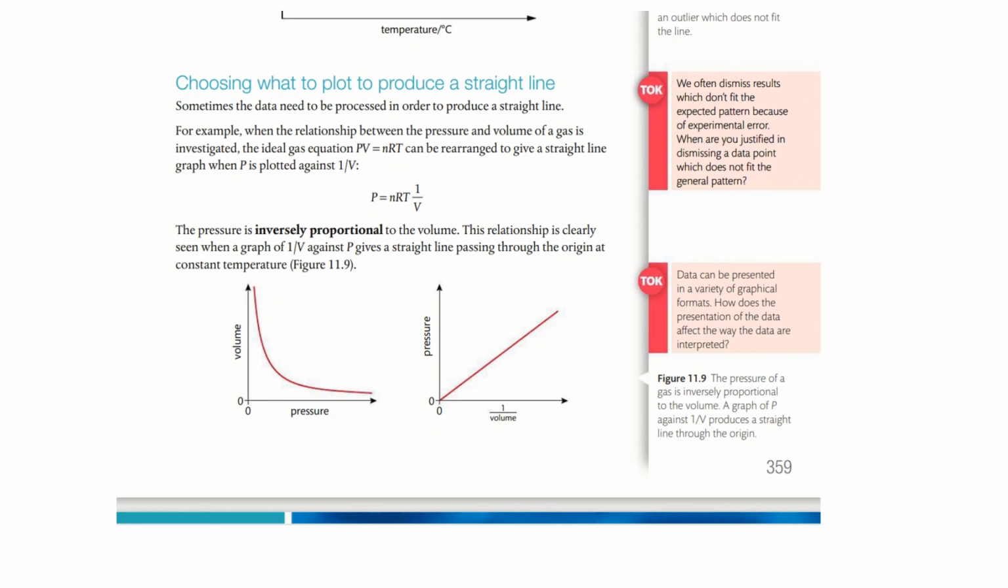So choosing what to plot to produce a straight line, you have to think about the variables that you have, okay? For example, if I'm trying to plot volume and pressure, they are inversely proportional to each other. They're not going to give you a straight line. But if I do pressure versus 1 over volume, then I would get a straight line. So you just have to think about whether your variables are directly or inversely proportional to each other.